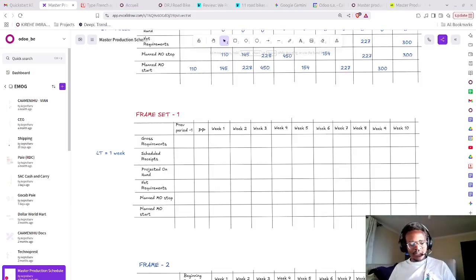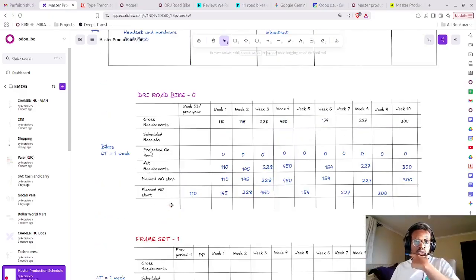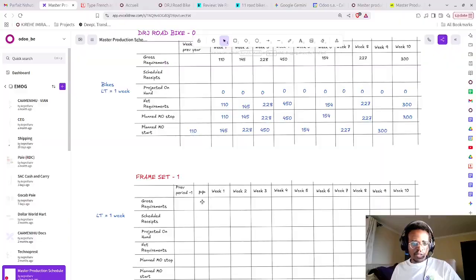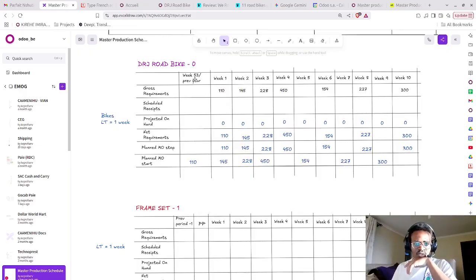Okay, welcome back. So now let's go to the level 1 items. Already we've seen that we need the Delta Romeo Juliet road bike and we have filled its MPS. Now we'll go to the level 1 items, which are sub-assemblies of the main assembly. That tells us something. Remember, for us to have 110 bikes in week 1, it means that we must have planned MOs starting in week 110.